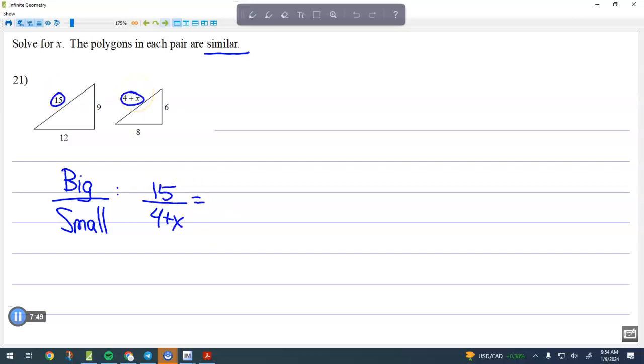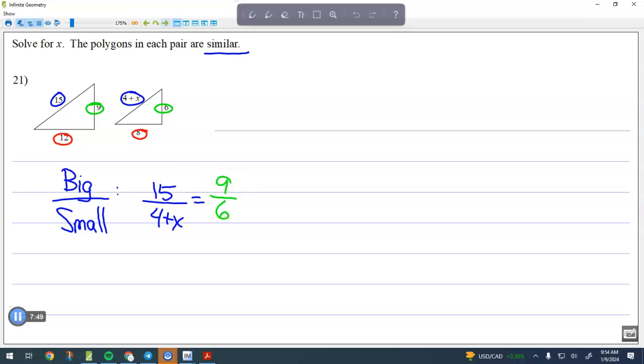And then you can choose. Do you want to do 12 over 8, big over small? Or do you want to do 9 over 6, big over small? You can do either one you want. I'm going to do the 9 over 6 just because it's smaller numbers, and I think you're less likely to make a math mistake that way. But you can do whatever you want. So I'm going to put 9 over 6, big over small.